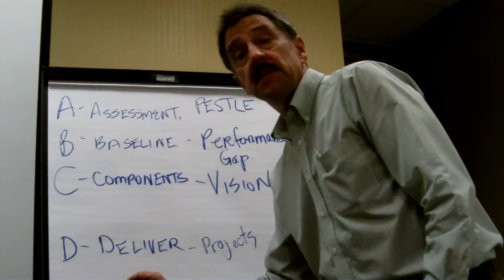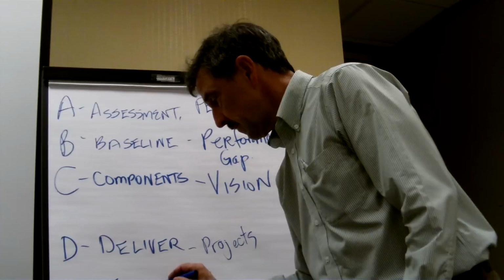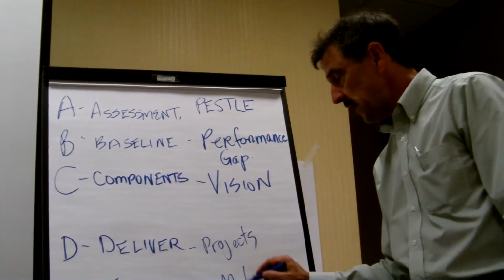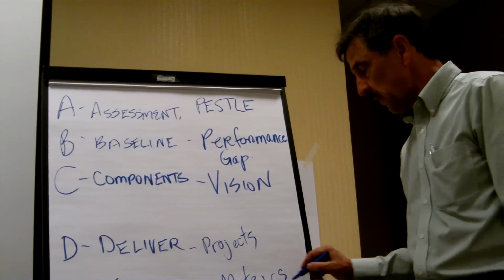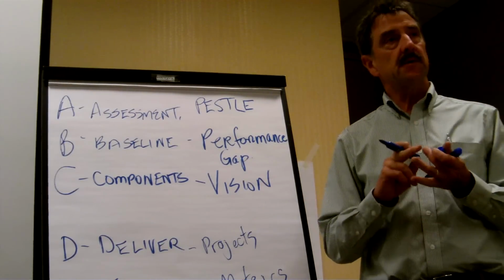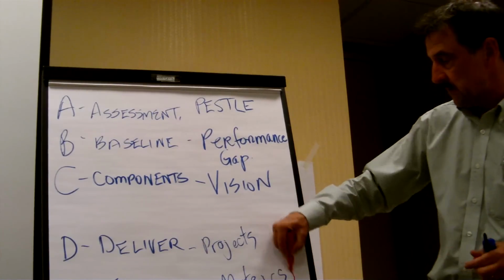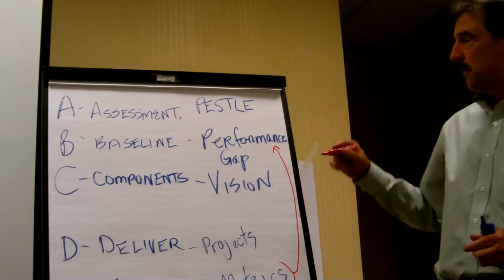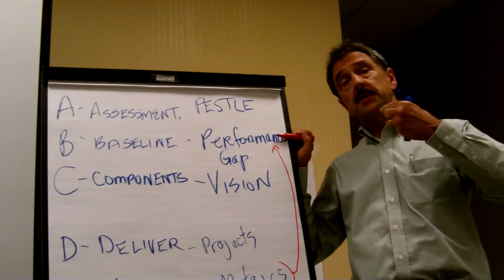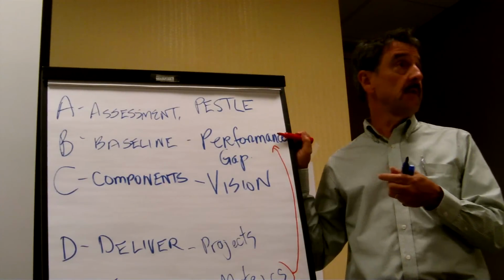E in the ABCDE model is evaluate. And here I'm going to be challenging the group to look for metrics. Metrics should include both lagging indicators as well as leading indicators. We're going to see a connection here of metrics connecting up into the performance gap. Thus, we need a way to measure the performance gap, understand whether we're making incremental progress towards those various performance gaps.